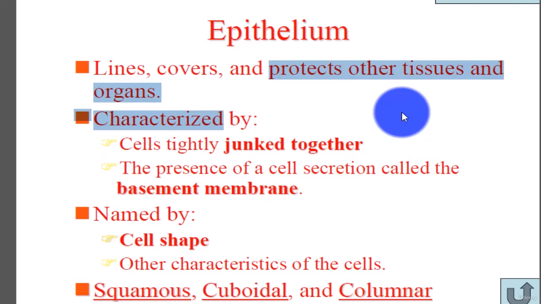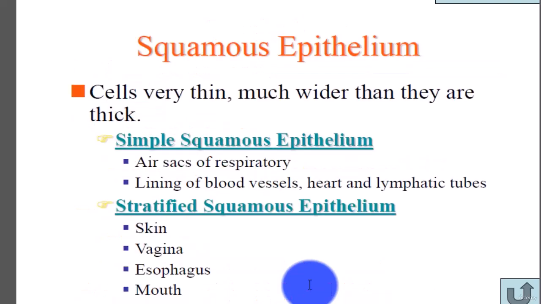It is characterized by cells tightly joined together and the presence of a cell secretion called the basement membrane. Epithelium is named by cell shape: squamous, cuboidal, columnar. Squamous epithelium cells are very thin, much wider than they are thick.